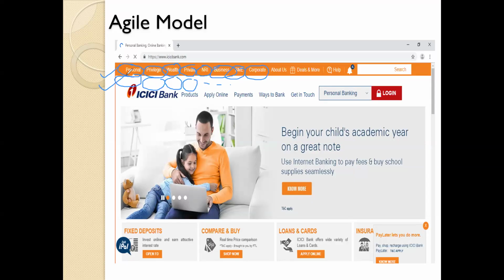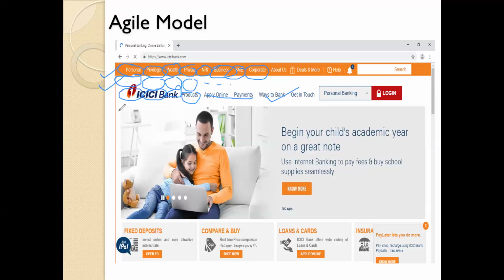After the design stage, the coding team will jump into action. Developers will jump into action. They start coding for the personal banking module. They develop the code for privileged banking. They take the code for wealth banking, private banking, and they take the code for all the modules. And then the stage declares that the coding part has been completed.